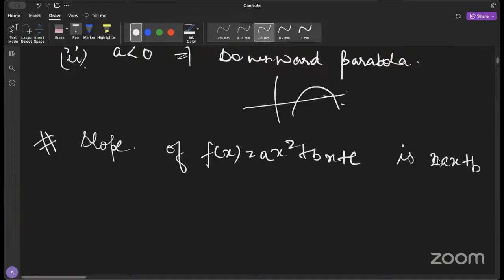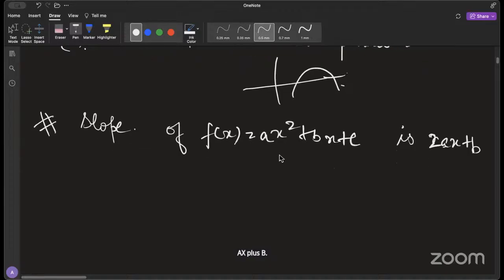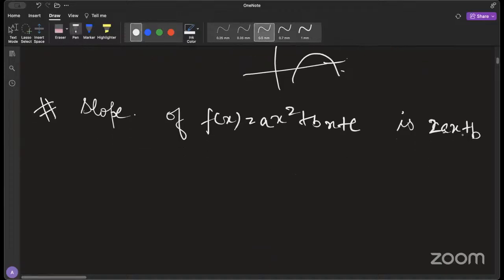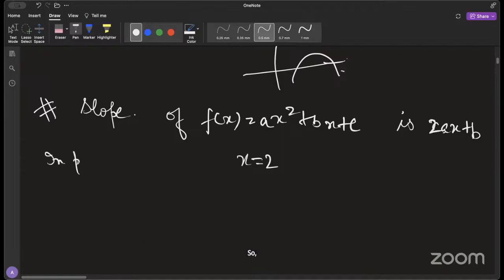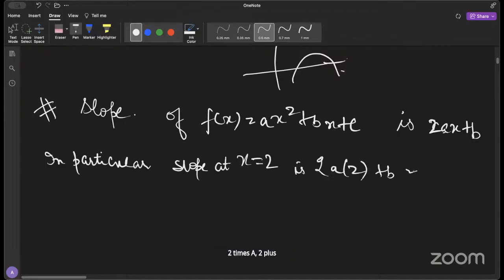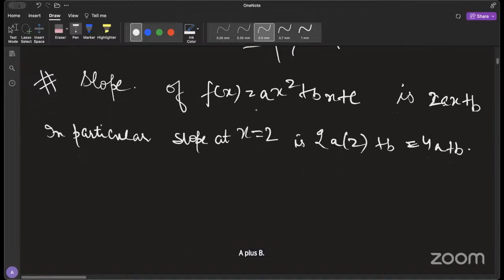Ax plus b. But if you have to find the slope at a particular point, let's say at x equals 2. So in particular, the slope at x equals 2 is 2 times a, 2 plus b. So this will give you 4a plus b. That's the slope for this function.